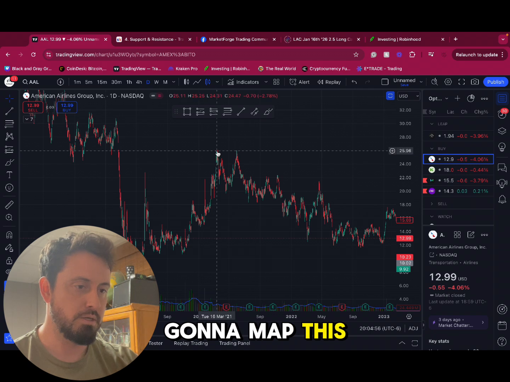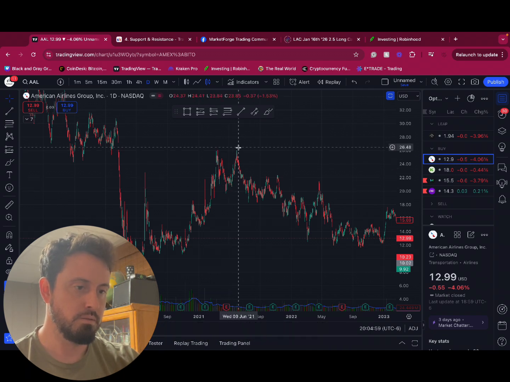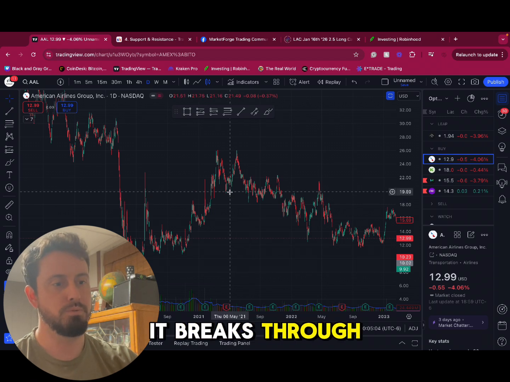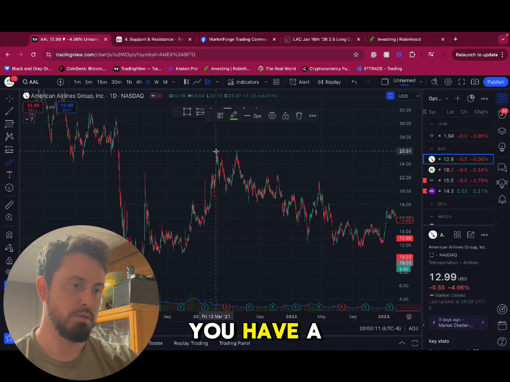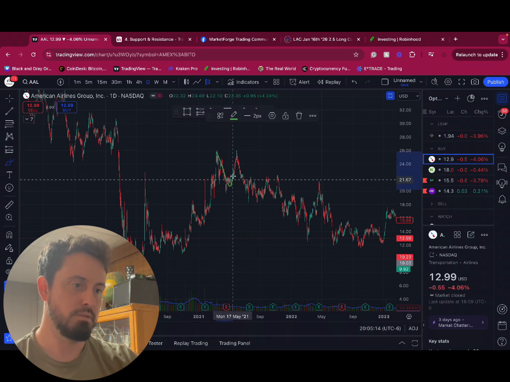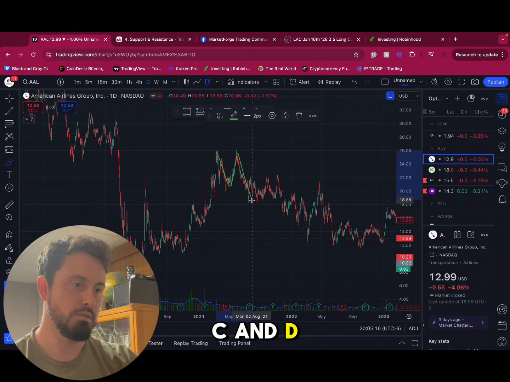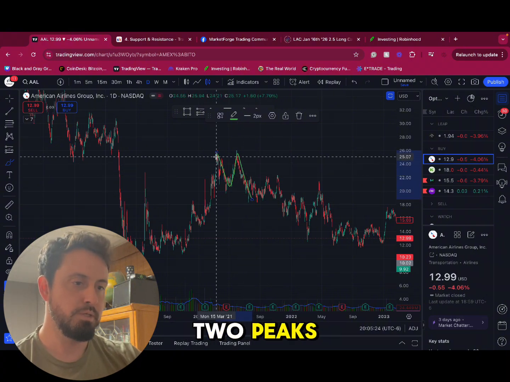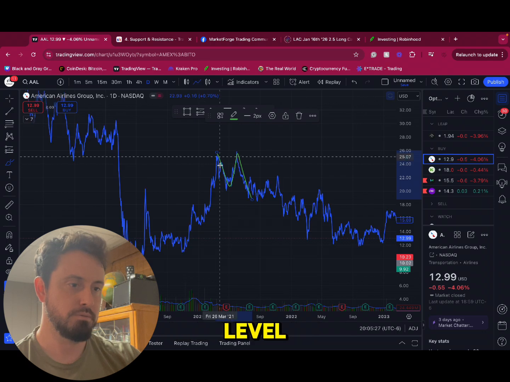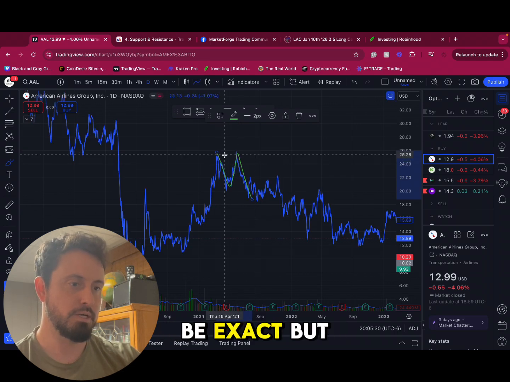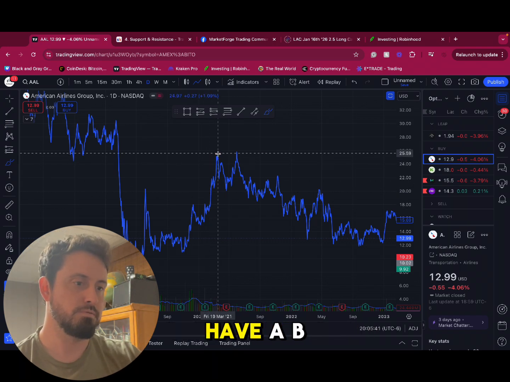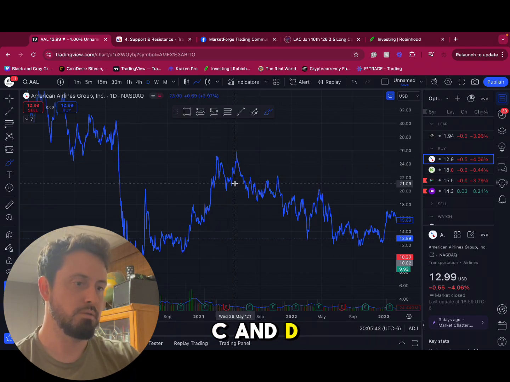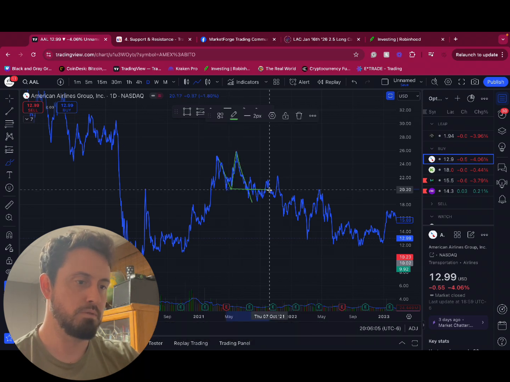So if we were going to map this out, you have point A, point B, point C, and then point D is where it breaks through the bottom of point B. So right here, draw it out, you have A, B, C, and D. What we're looking for is two peaks that are at about the same level. Doesn't have to be exact, but pretty close. And for it to be a complete pattern, you have to have A, B, C, and D, with D breaking through the level of B.